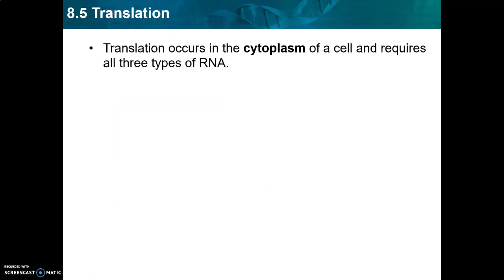Translation will occur in the cytoplasm of the cell, and it's going to require the use of all three types of RNA. Let's make sure that we review those types of RNA so that you remember what they are. The first one is going to be messenger RNA, or mRNA. Remember, the M stands for messenger. That is the message or the instructions from ultimately the DNA inside the nucleus that was used to make the mRNA during the process of transcription that happened before translation began.